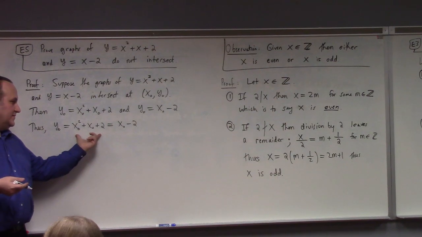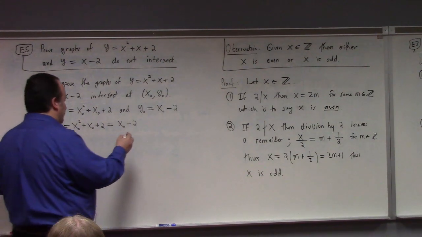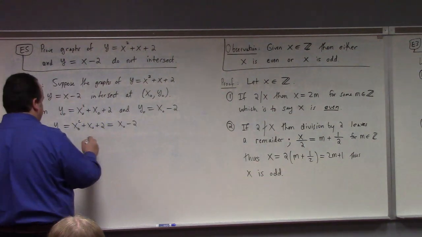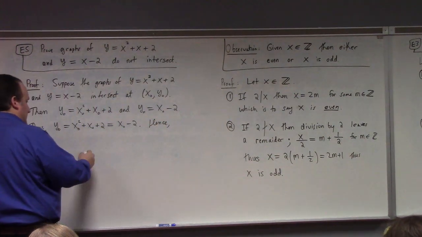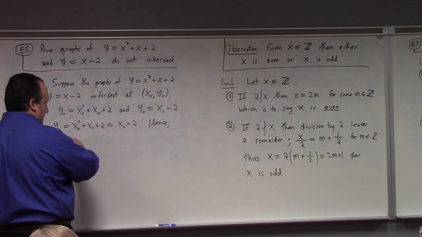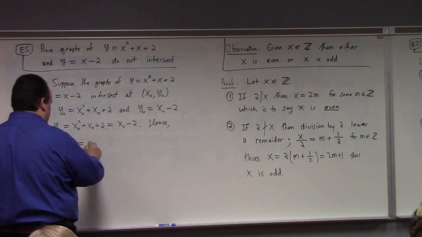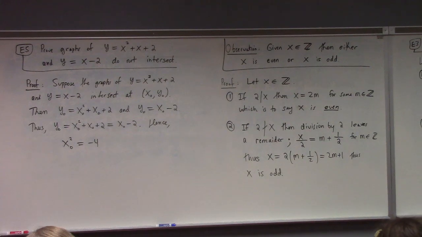So here we go. What does this tell us? What's this imply? Hence x naught squared plus x naught equals x naught, so hence x naught squared is equal to minus 4. The x naughts cancel, and subtract 2 from both sides. Algebra.